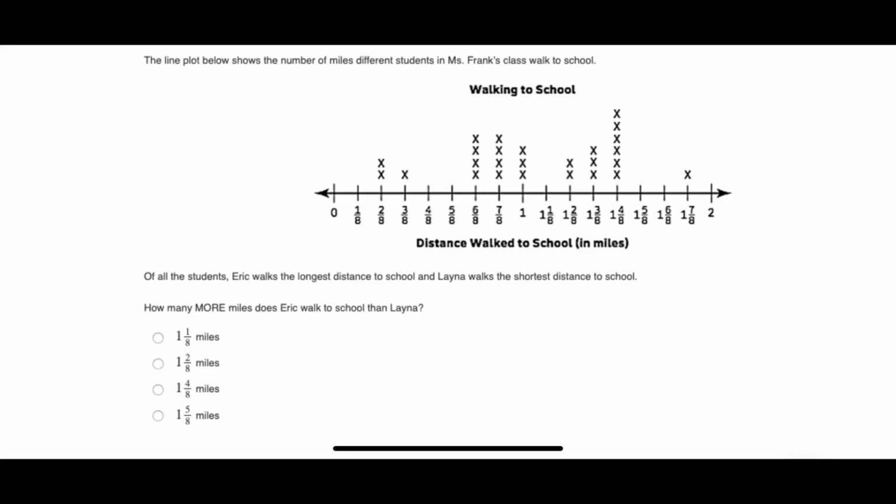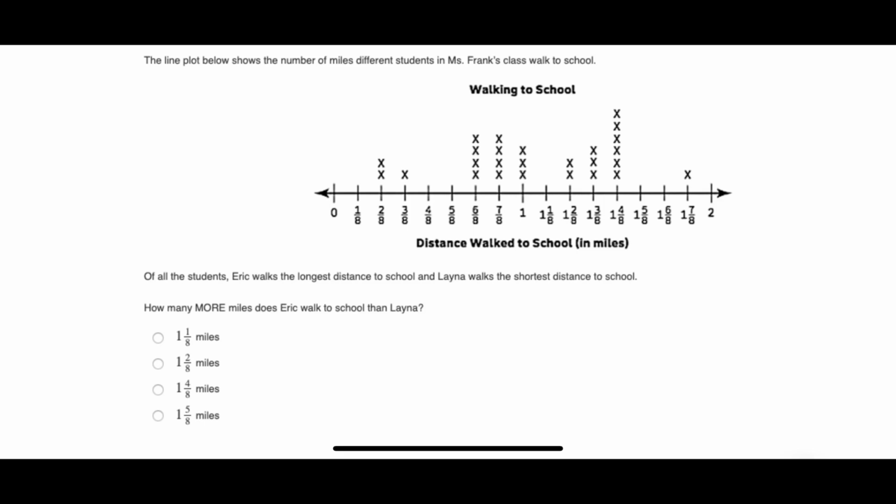Okay, so this first problem says the line plot below shows the number of miles different students in Miss Frank's class walk to school. The first thing we want to do is get familiar with our line plot. We see that the name of our line plot is Walking to School. At the bottom it says distance walk to school in miles. That means each of the X's on our line plot is representative of a person or student in Miss Frank's class, and the numbers on the bottom tell us how far each of these students walked.